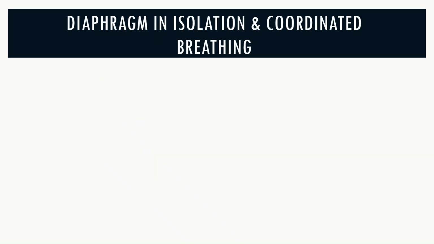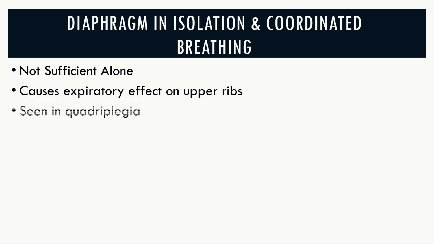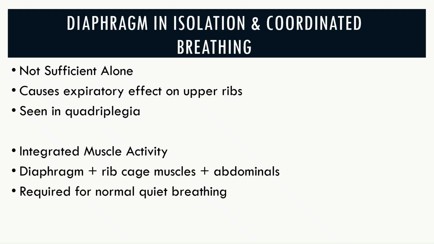Diaphragm in isolation and coordinated breathing. When the diaphragm acts in isolation, such as in quadriplegic patients, it can produce an expiratory effect on the upper ribcage during inspiration. This shows that the diaphragm alone cannot generate normal breathing mechanics. In a normal individual, quiet breathing is not achieved by the diaphragm alone, but by coordinated muscle activity between the diaphragm, ribcage muscles and abdominal muscles.